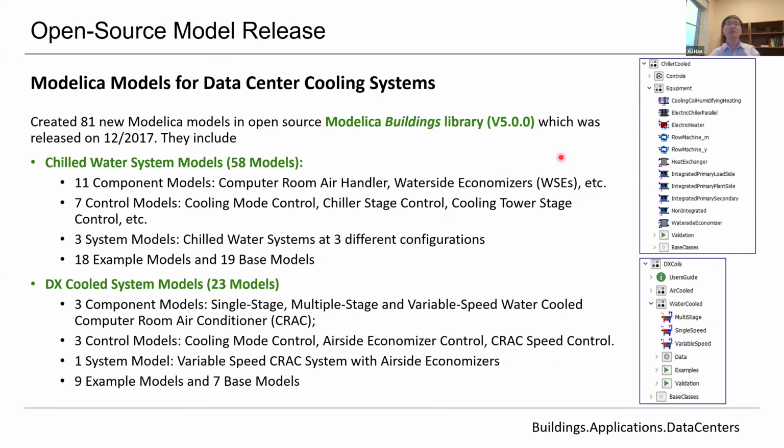If you are interested, you can check it out. Here I just introduced the chilled water system model. And actually we also implemented the DX system. It's another type, like a CRAC. You may have heard the word CRAC, like the computer room air conditioner, the CRAC model. We also have those model implementations available in the Modelica Buildings Library.